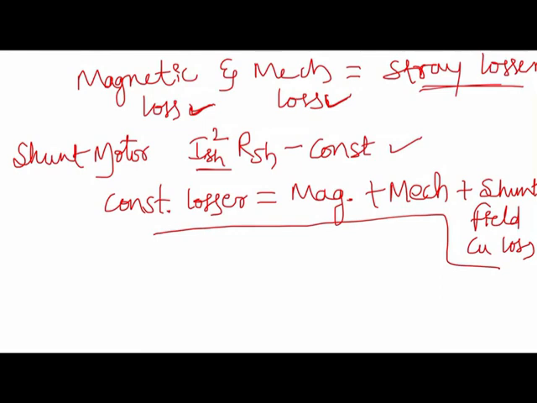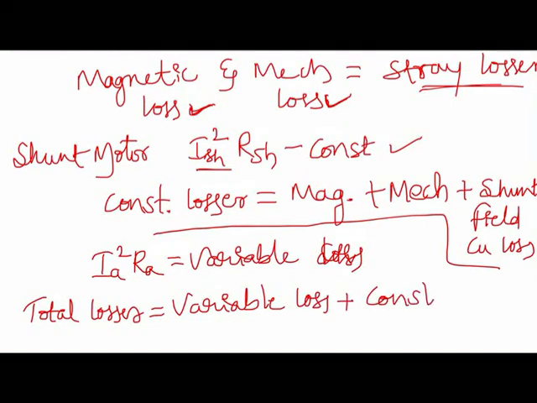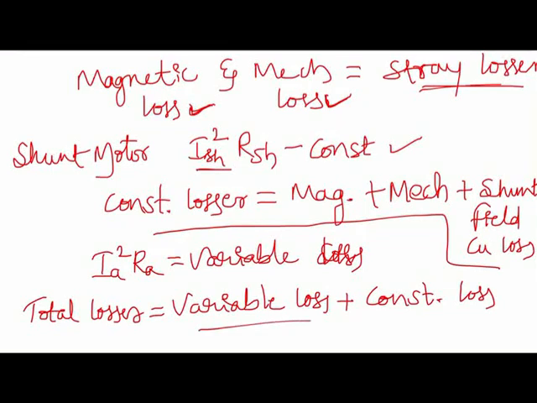The variable loss in the DC shunt motor is, since the armature current depends on the load, the armature copper loss, I square RA. It is the only variable loss. So the total losses in a DC shunt motor will be variable loss plus constant loss. The variable loss is the armature copper loss. The constant loss includes the magnetic losses, mechanical losses, and the shunt field copper loss.